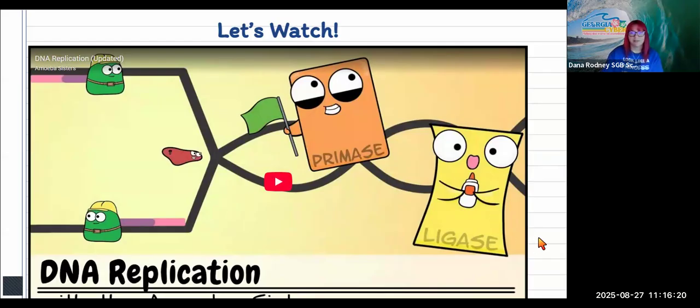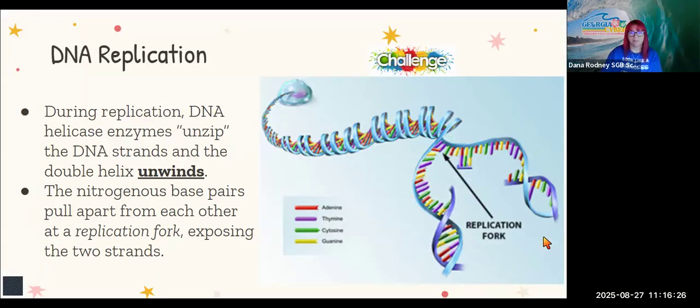All right, guys. So that's basically kind of our background on replication. So what happens is that all cells need to copy their DNA or replicate their DNA. And during that process of replication, we've got several enzymes that have different functions. One of them is helicase. Helicase unzips the DNA strand and it unwinds the DNA helix. And the nitrogenous base pairs, they are basically pulled apart or cut from one another. And that happens at the replication fork.